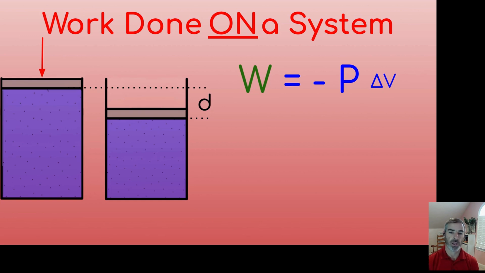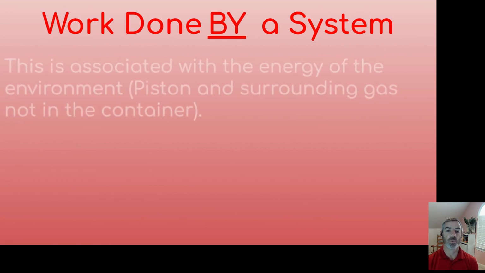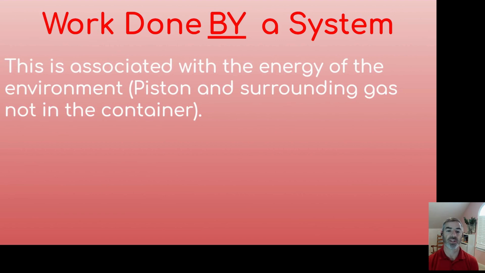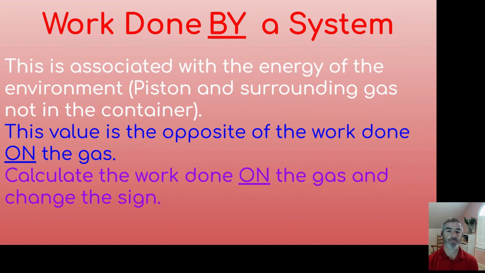Now you'll see another phrase, the work done by a system. So everything that's written on your equation sheet is geared towards work done on. But now we're going to talk about work done by a system. So this is associated with the energy of the environment. So that's the piston and the surrounding gas, not in the container. This value is the opposite of the work done on the gas. So you can calculate the work done on the gas and then just change the sign.